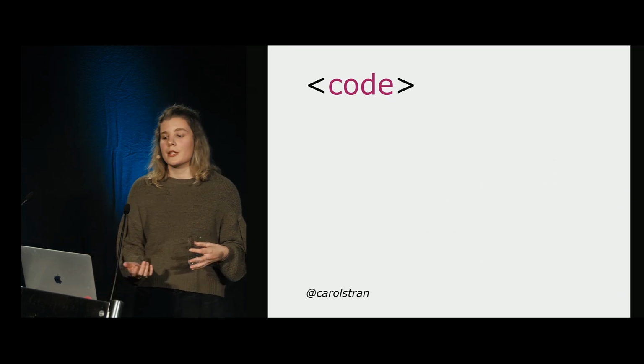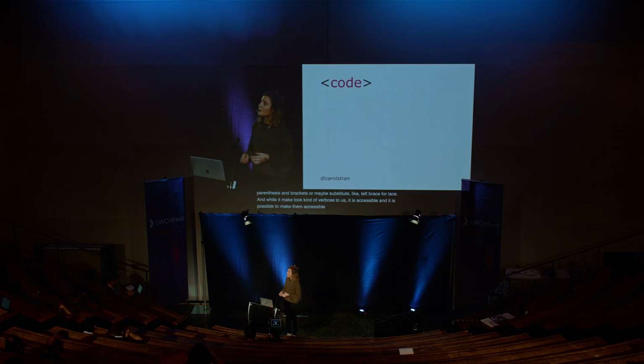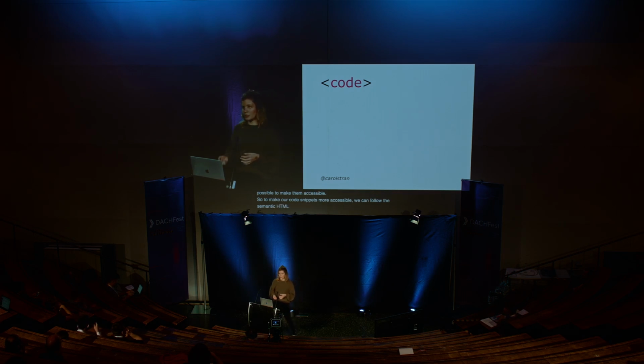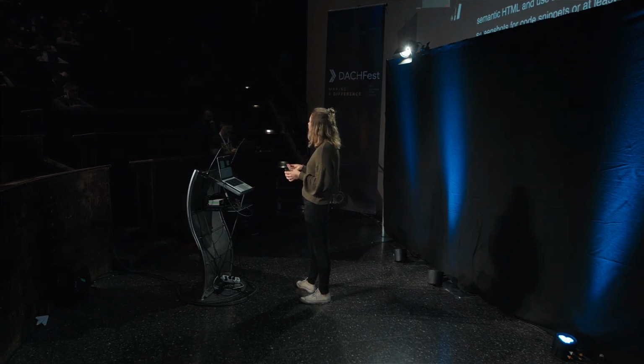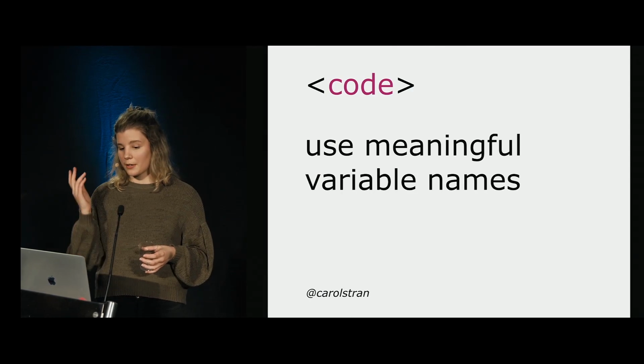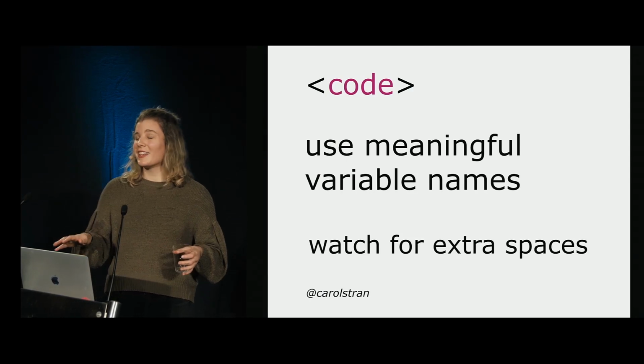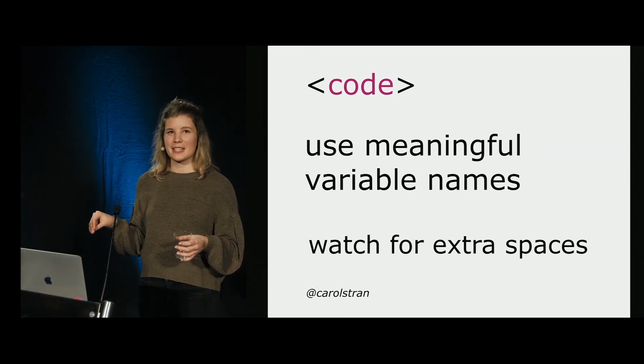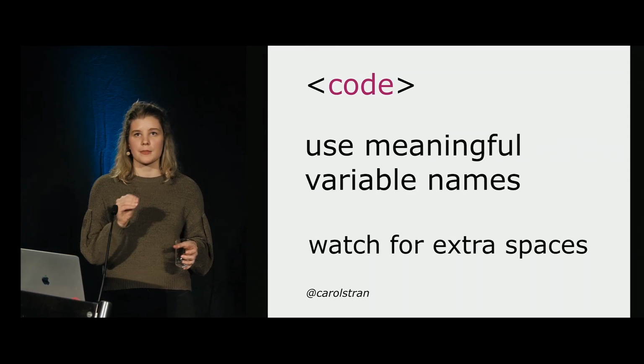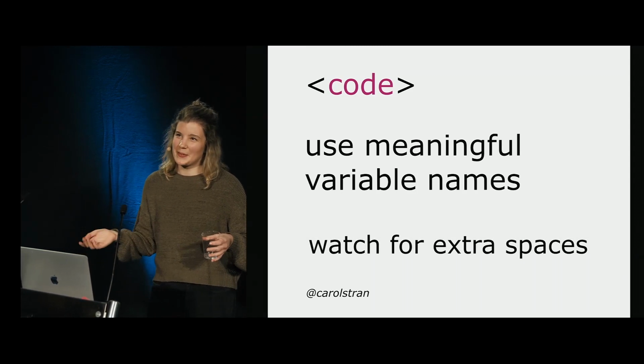So to make our code snippets more accessible, we can follow semantic HTML principles and use a code tag. And we can try to avoid using images or screenshots for code snippets, or at least images that don't have any alt text. We can avoid variable names that have no context, like foo, bar, baz, because it's easy to lose your perception while you're reading those or hearing them. And finally, I learned the hard way that if you have any trailing spaces, it will literally read out to you like space, space, space, space, space. So good thing to watch out for.